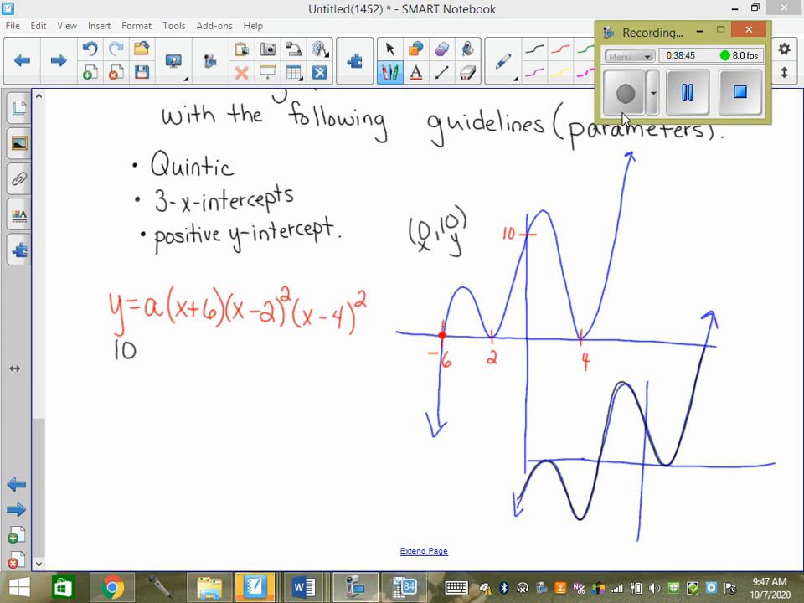Okay, so I picked this. I put my x plus 6 in, my x minus 2 in squared because it's tangent, x minus 4 in squared because it's tangent, so there's a multiplicity of 2. And then I go 0 plus 6. This can be a really large number. So I'm going to get 10 equals a 6 times 4 times 16.